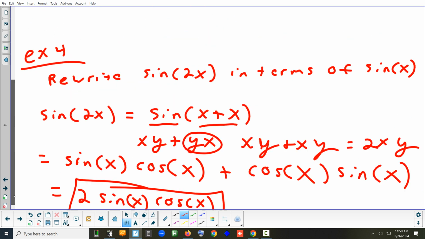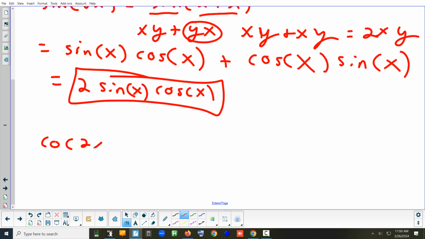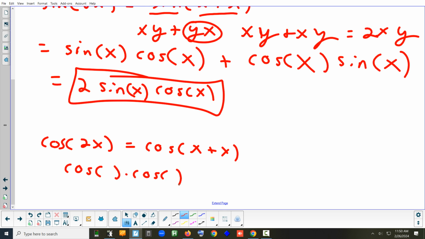Now, let's just try one more. Let's try cosine 2x. I don't want to have the 2 here. So how could you rewrite the 2x? X plus x. Now that's the cosine of a sum. What's the template when we're doing cosine of a sum? Yep. Cosine times cosine, you switch the sign, sine times sine. First angle, second angle.